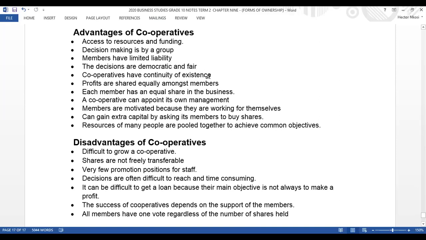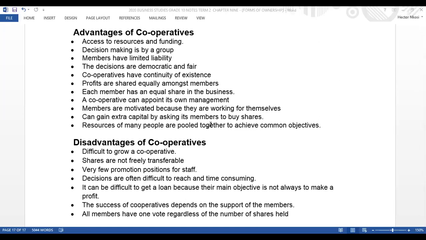Cooperatives have a continuous existence. So even if some of the members drop out or die, it will continue forever as long as it was established fairly. Profits are shared equally amongst the members. Each member has an equal share in the business. A cooperative can appoint its own management. Members are motivated because they are working for themselves. They can gain extra capital by asking members to buy shares. This is an option though. Resources of many people are pooled together to achieve common objectives, right?